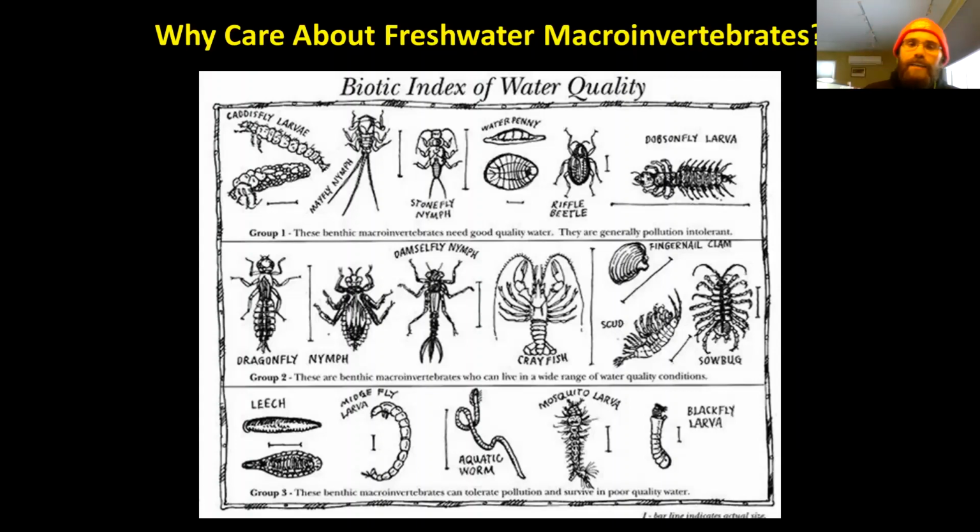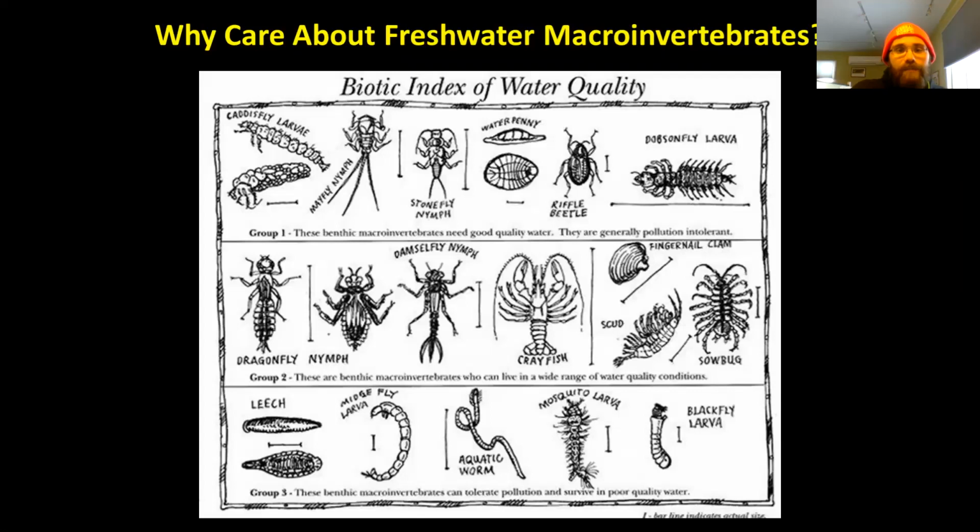So we use biotic indexes of water quality, and we have different groups with different organisms that can tolerate certain amounts of pollution. For example, group 1, these critters need really good water quality, and they are not pollution tolerant. So if you've got pollution in a stream, it's very unlikely that you're going to find these critters here. This is important because all you have to do is sample, look at the bugs, and you can tell, okay, we've got a problem here.